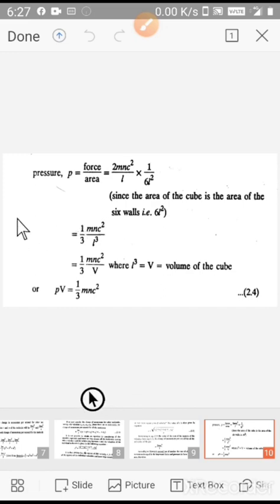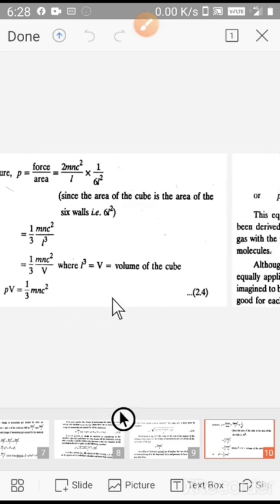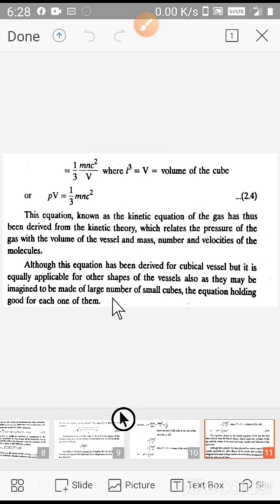Substituting these values in the formula force upon area, we get the equation 1 upon 3 mn c square upon L cube. L cube is equal to the volume of the cube. Therefore, the equation becomes 1 by 3 m into n into c square upon volume. Rearranging this, pressure into volume is equal to 1 by 3 mn c square. This equation, that is PV is equal to 1 by 3 mn c square, is known as the kinetic gas equation and has been derived from the kinetic gas theory.